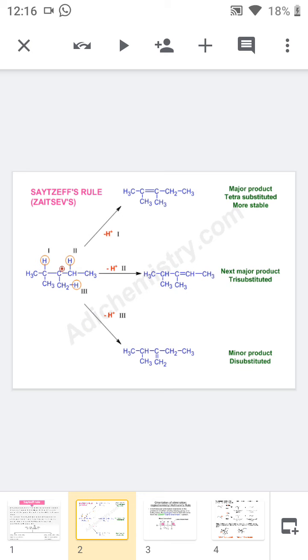But if we pick the hydrogen from the second position, we will get a tri-substituted product. So according to Saytzeff's rule, it is a little less stable than the earlier one, because there are only 3 substituents on the double bond. Whereas if we take the hydrogen from the third position, we will get the double bond in the terminal position. So it is the least substituted, with only 2 substituents on the double bond. So that compound is the minor product and it is the least stable.